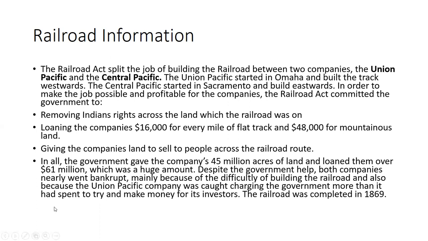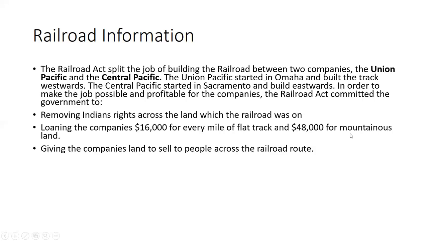As I mentioned, a lot of companies steered clear from this sort of job because it was such a risk. The main reason why these companies nearly went bankrupt was because building the railroad was such a big task, and the Union Pacific in particular were caught charging the government more than it spent to try and make money for its investors. All in all, the railroad was completed in 1869, this project, but that wasn't the end for railroad building. There were still aspects of the railroad that were being built throughout the country for many, many years.